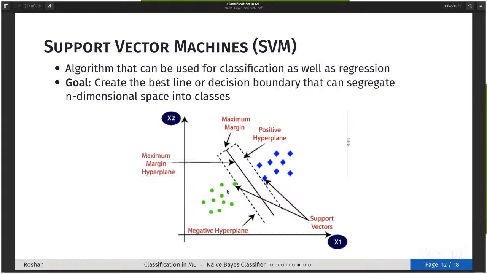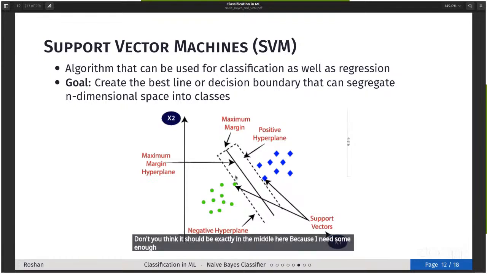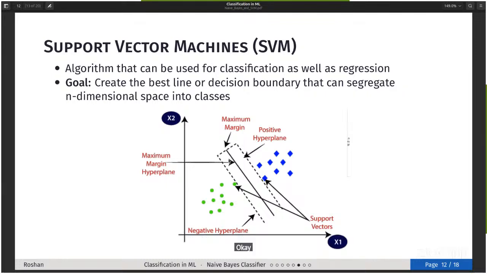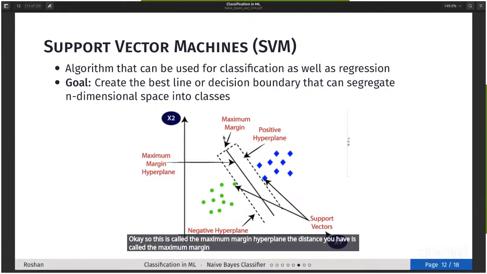Don't you think it should be exactly in the middle here? Because I need enough space so that even if a point lies here, it should be classified as a green circle instead of a blue square. So this is called the maximum margin hyperplane. The distance you have is called the maximum margin. And how do you calculate this distance? You take whichever point is at the end, like this point and this point. These are called your support vectors. You draw lines here.